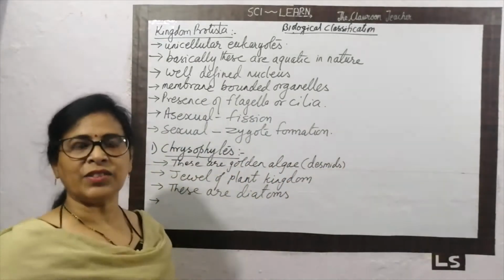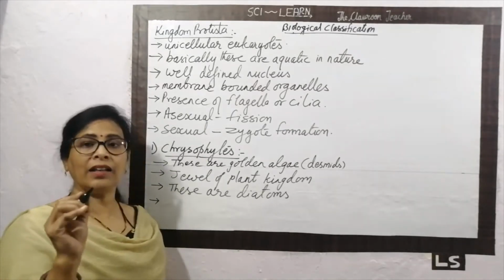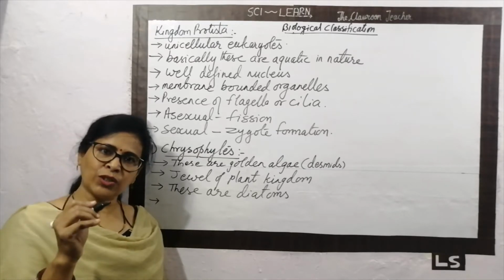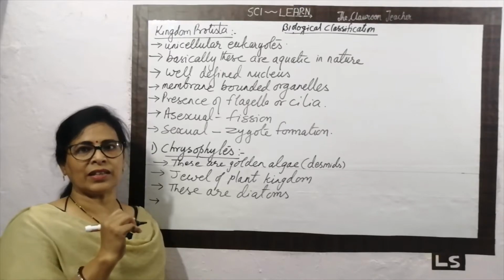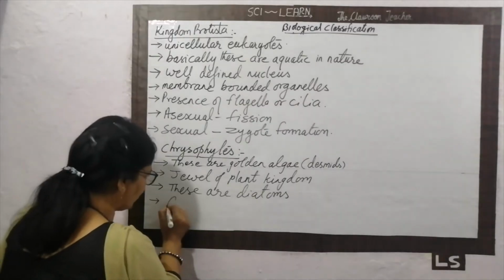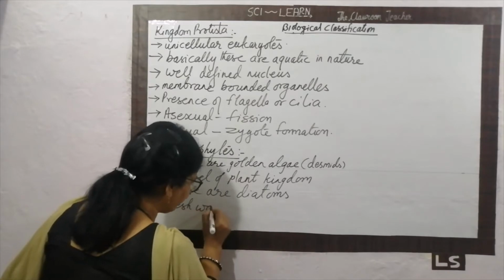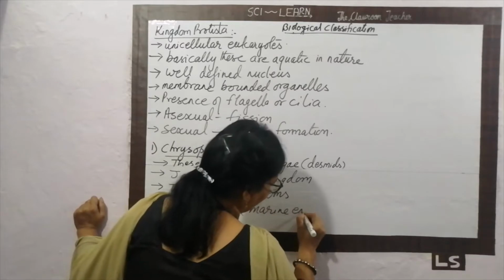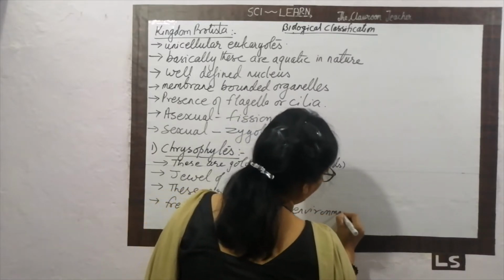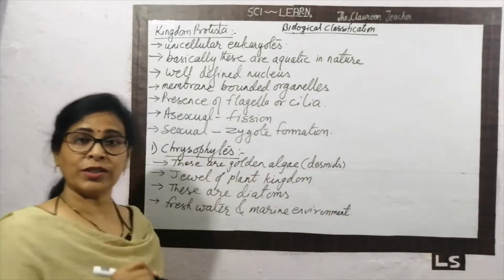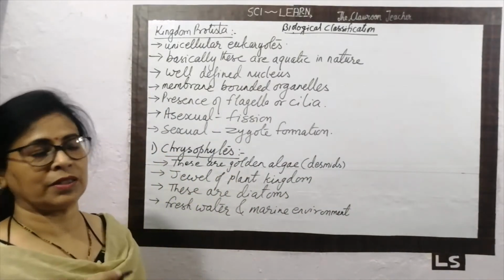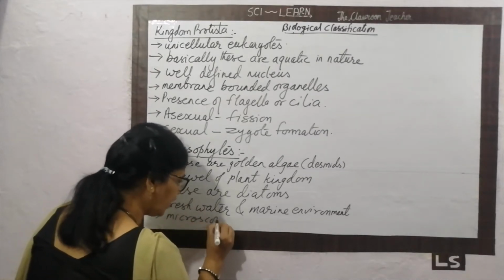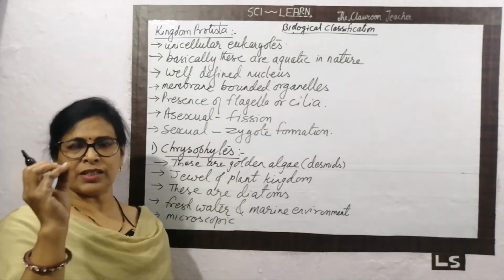What other characteristics are present in the Chrysophytes? They survive in fresh water as well as the marine environment. They are freshwater species as well as marine water species. They are able to survive in both places. These are microscopic, which means we are unable to see them with the naked eye.